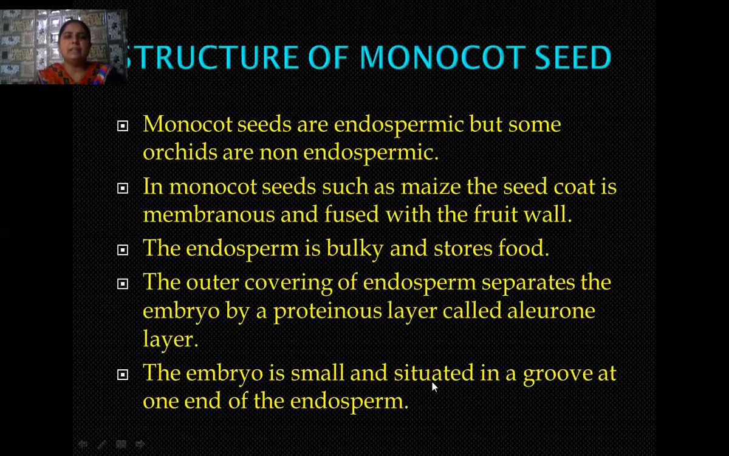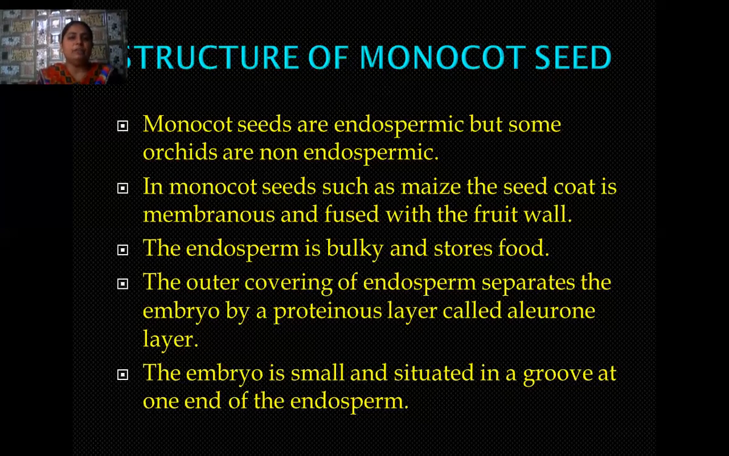Okay, students, regarding some main points about monocot seed. Monocot seeds are always endospermic, but some orchids have non-endospermic seed. The common example of monocot seeds is the maize seed. Here the seed coat is membranous in nature, and it generally fuses with the fruit wall. And the endosperm here is bulky, and it stores the food.